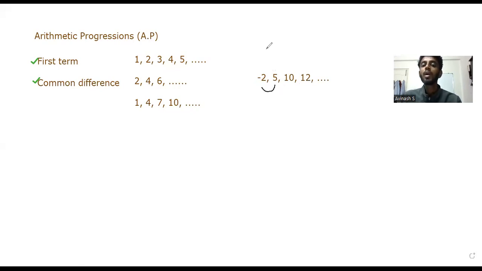So for something to be called an AP, it should have a first term, and all the differences of the consecutive terms, till the number that they have given, should be the same value. So this is something that we need to know.